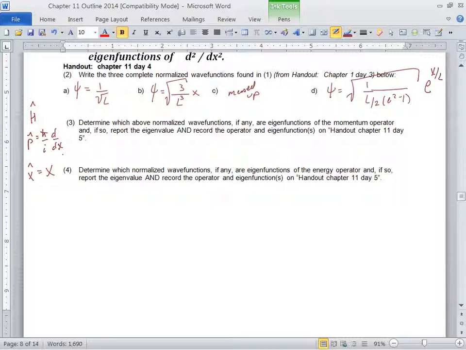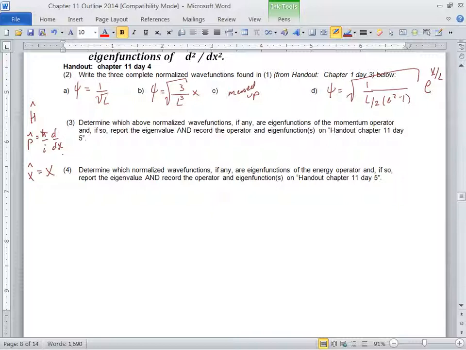So for the momentum operator, can you see any of these being eigenfunctions? First one? Well, there's not even an x in it. You take the derivative and you're going to get 0. I guess you could argue that, because then you could say that the eigenvalue is 0. I guess that might work. You can kind of, but it's kind of weird. But then the second one?